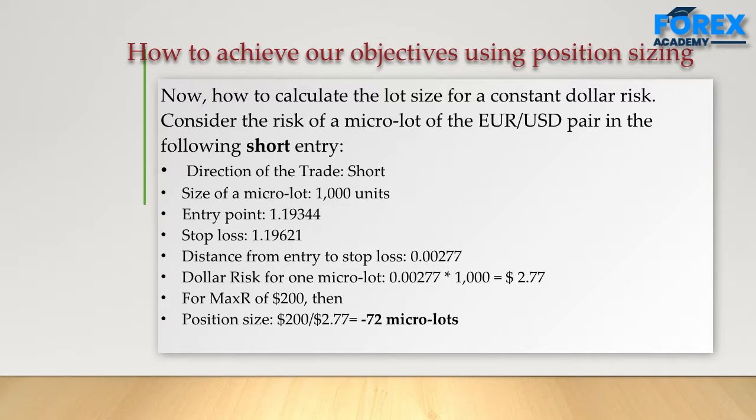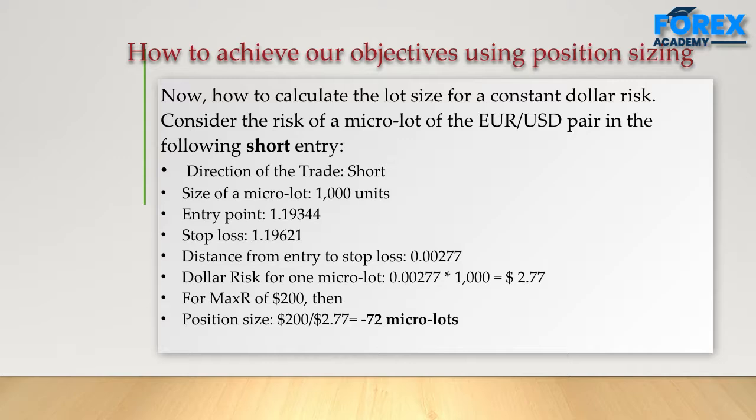Let's do it using an example. Consider the risk of a micro lot of the EUR/USD pair in the following short entry. We know that the size of a micro lot is 1,000 units. Our trade direction is to short the pair. Our entry point is 1.19344 and our stop loss 1.19621, so the distance from entry to stop loss is 0.00277, and the dollar risk for one micro lot will be 0.00277 multiplied by 1,000 equals $2.77.